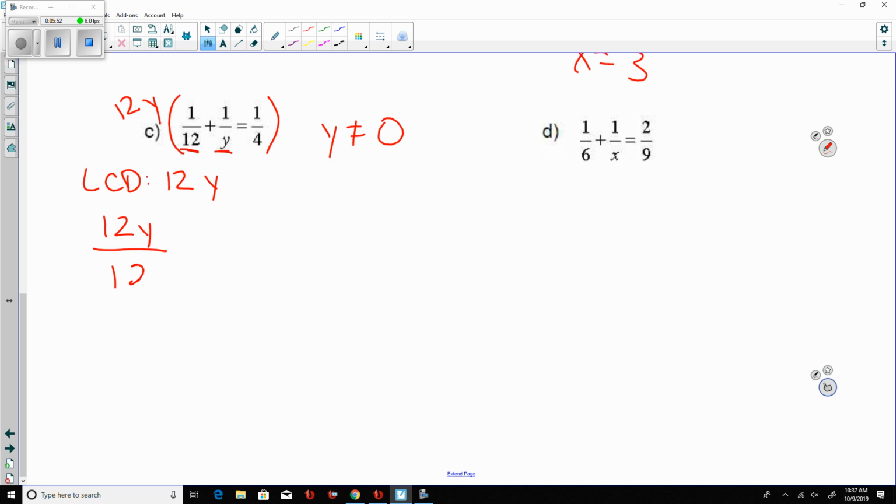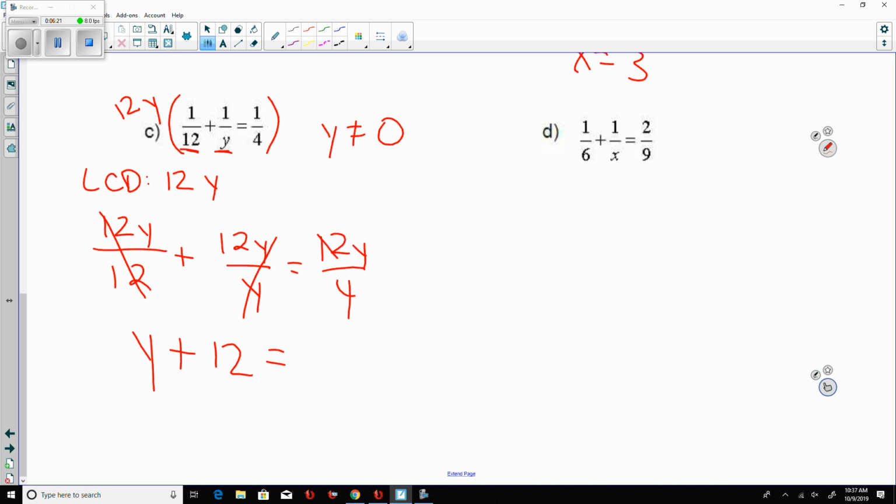It's going to be 12y over 12 plus 12y over y equals 12y over 4. That's essentially what's happening. Okay? Does everyone see that? So then what you want to happen is all the denominators will cancel and be gone. So these 12s cancel, I have a y plus. These y's cancel, I have a 12. And then these, it looks like a y, but it's not. The 12 cancels with the 4 to give me a 3y.